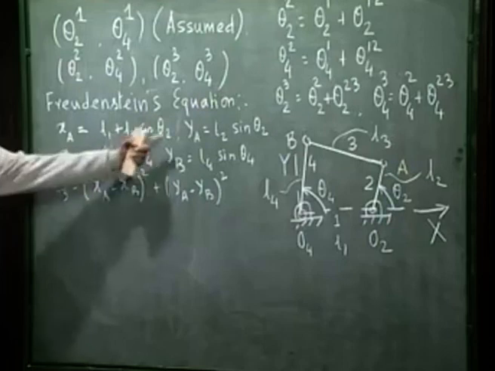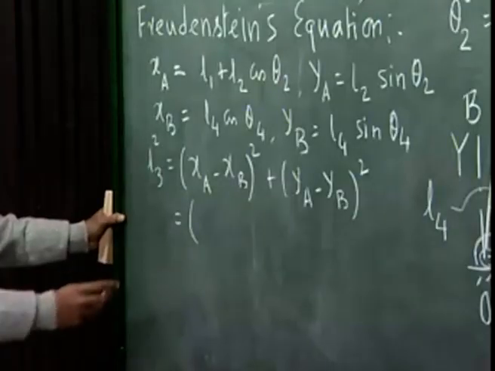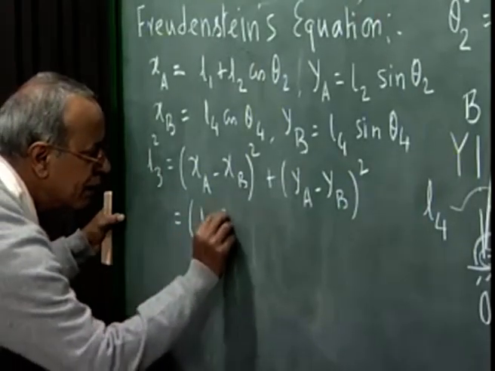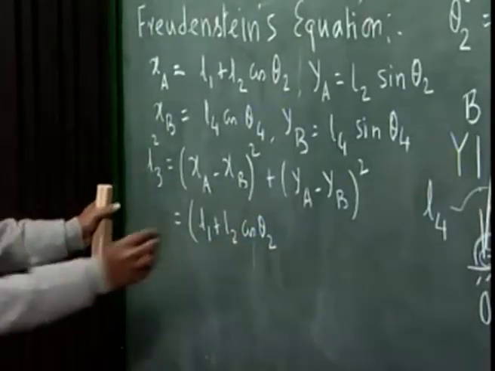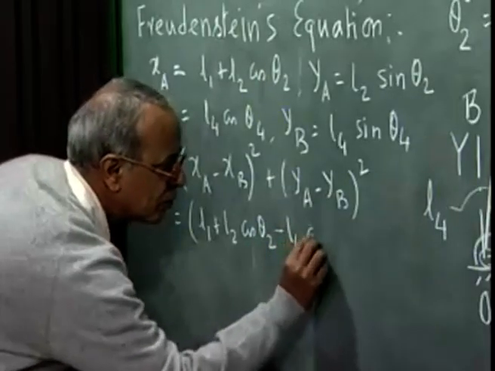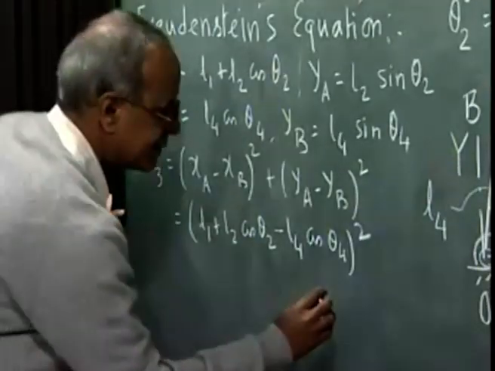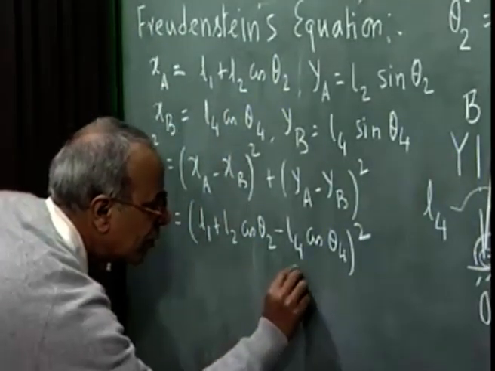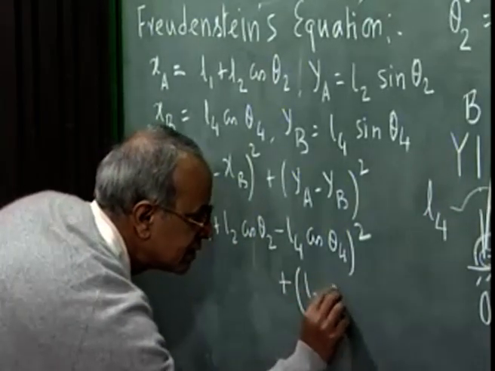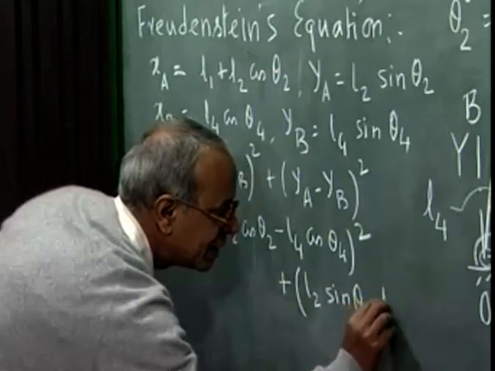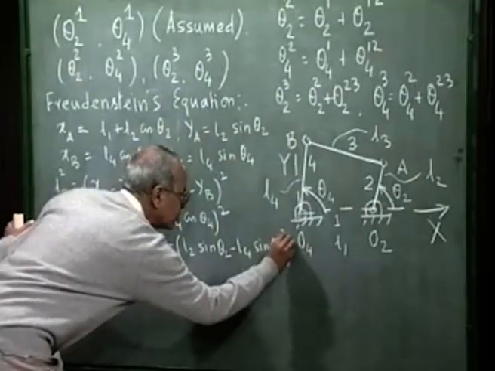Substituting for xA, xB and yA, yB in here, we get (L1 plus L2 cos theta 2 minus L4 cosine theta 4) whole squared plus (L2 sin theta 2 minus L4 sin theta 4) whole squared.